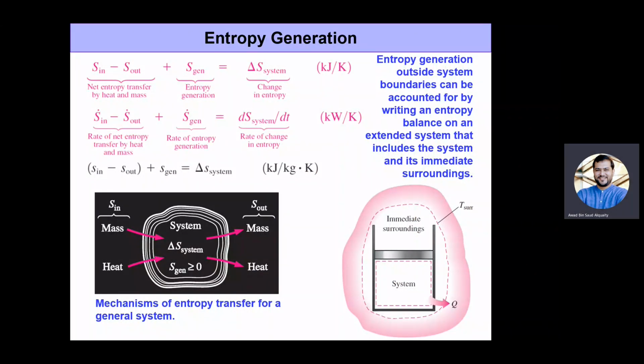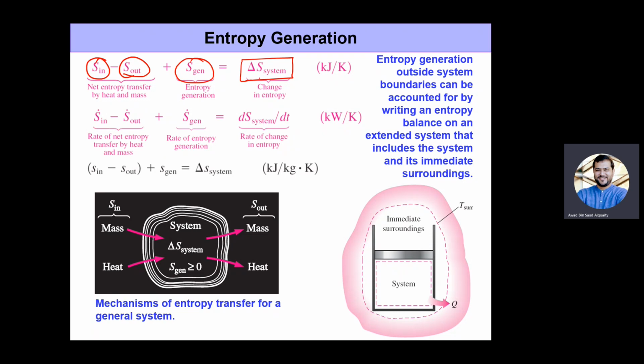Let's continue our discussion from where we stopped yesterday. So we were talking about the general entropy balance formulas, and we just said that the entropy that is entering a system through either heat or mass transfer, minus the entropy that is leaving the system, plus the entropy generation within the system, should be equal to the change of entropy during any given process. So this is basically the change in entropy between any two states of a system.